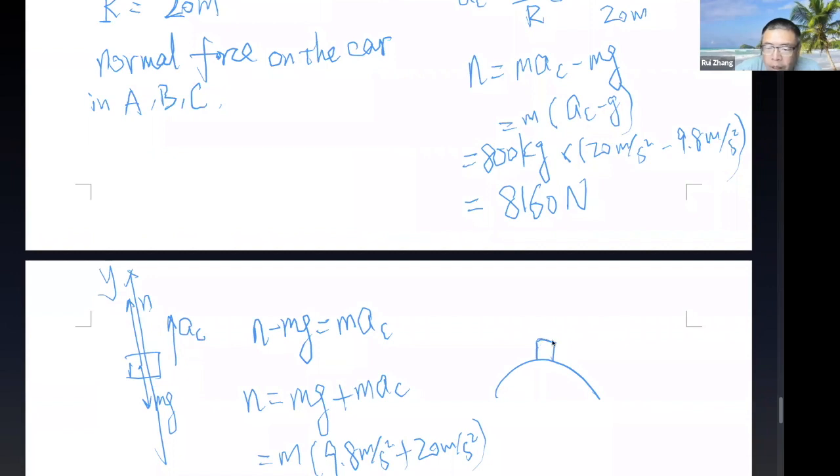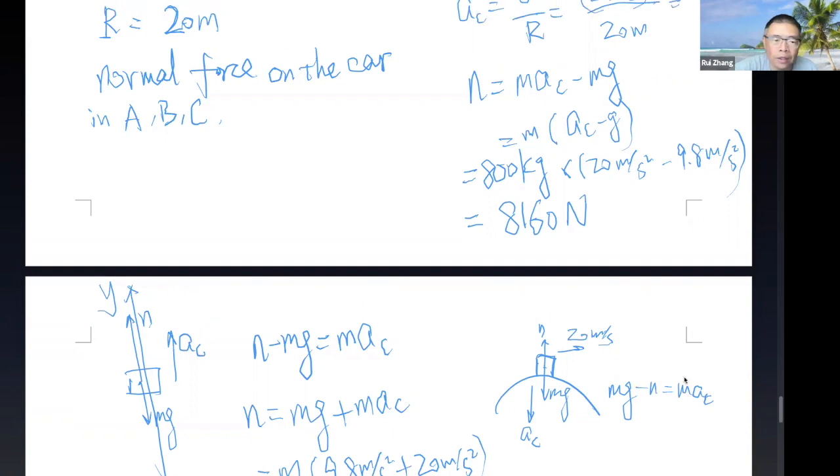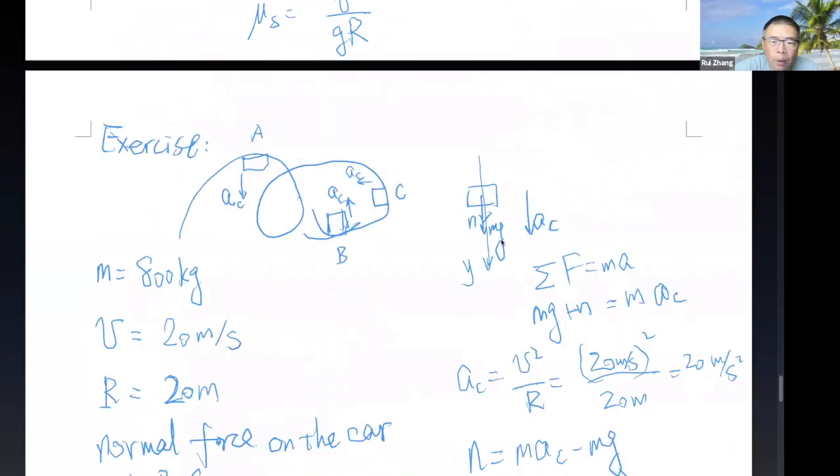So if the object is here, it's still moving with the same speed, 20 meters per second. In this case, you get a different number again, because gravity is going down, normal force is going up, but acceleration is going down. So you actually have mg minus N equals mac. So it's again going to give you a different result for N. So the problem setting is simple, but the physics is abundant.